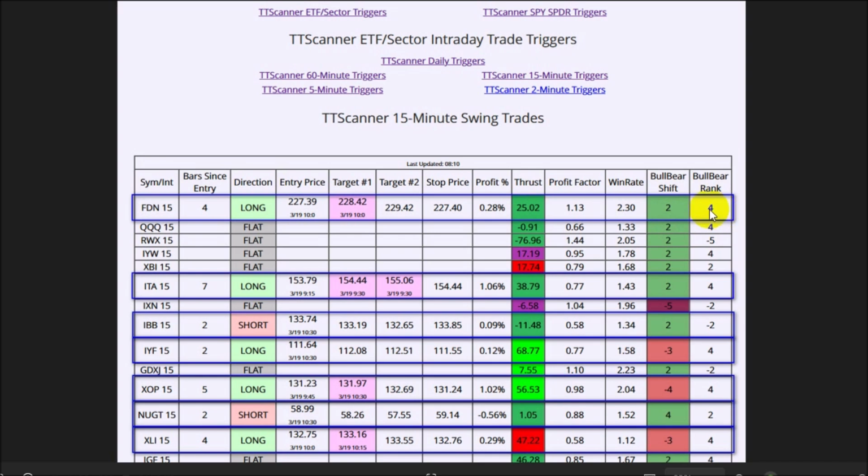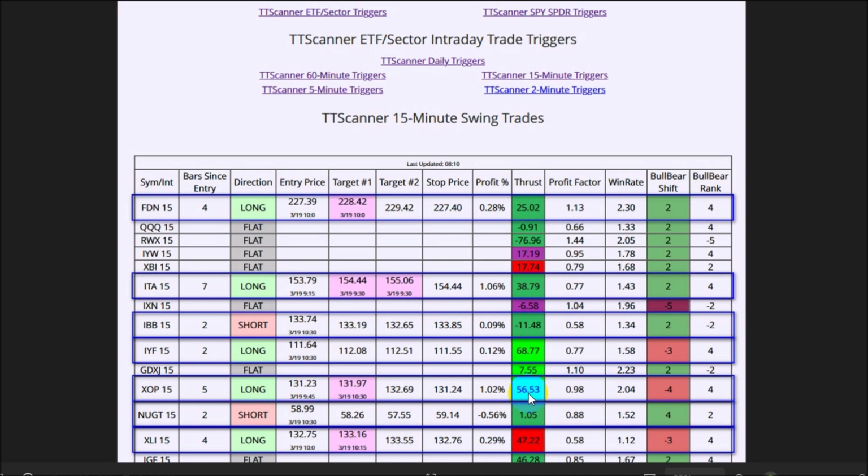Now, typically, in a long trigger, like this short trigger here with IBB, you want to see negative thrusting and you want to see negative ranking, particularly a negative 2, 3, 4, or more. Really more like a negative 3 or a 4 or a 5. But you definitely, like in this XOP, this long trigger here is at a 4 now, was at a +8. That's what this shift means. It means that we were at +8. We've recently moved down 4 to get to 4. And you can see the thrust indicator is quite high at 56.